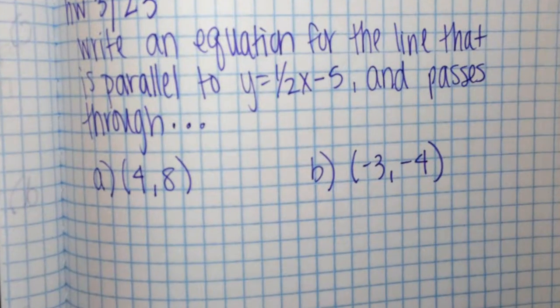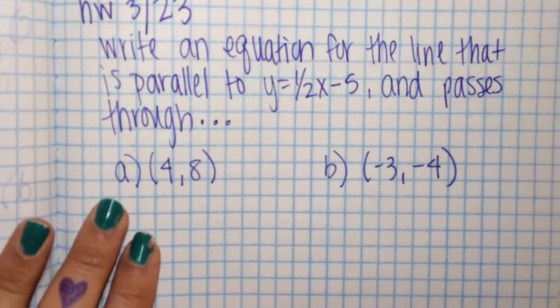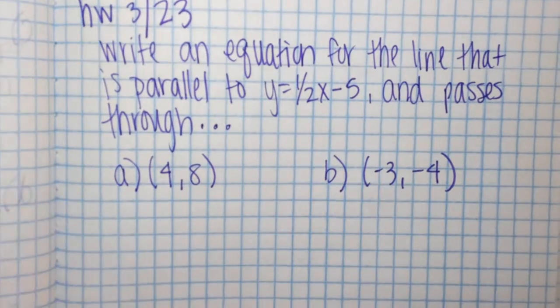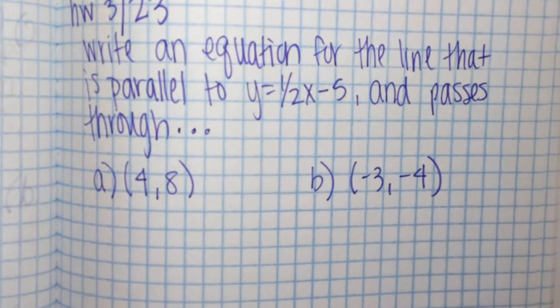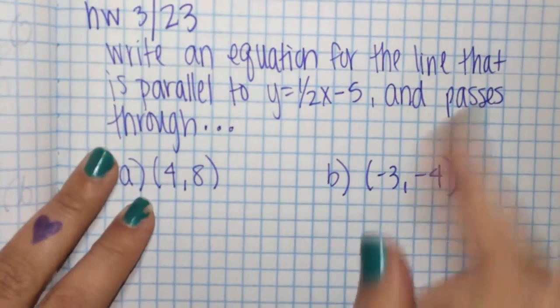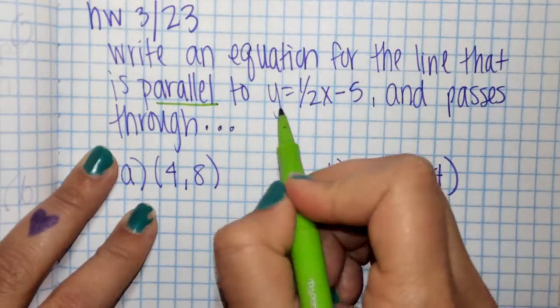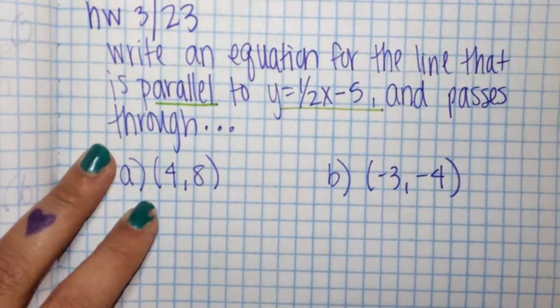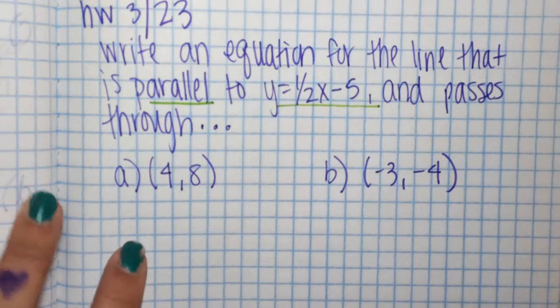Now, parallel lines have the same slope, correct? That means that they never touch, they run side by side, and they have different y-intercepts. Now, this says to write an equation for the line that is parallel to this and passes through these points. So what slope am I going to use for A?